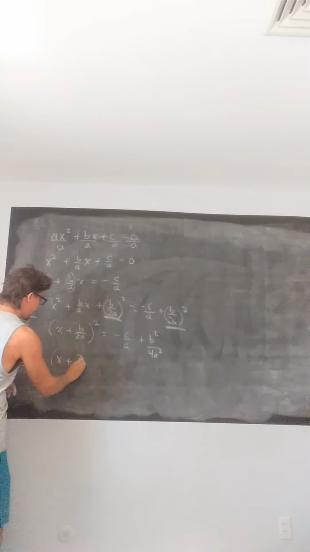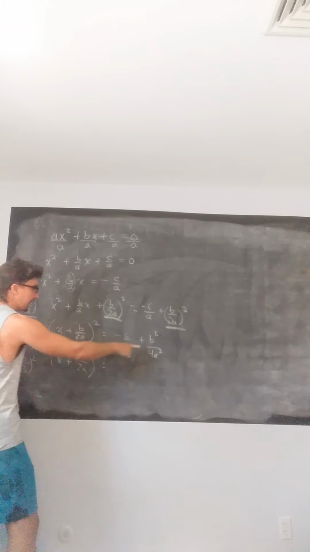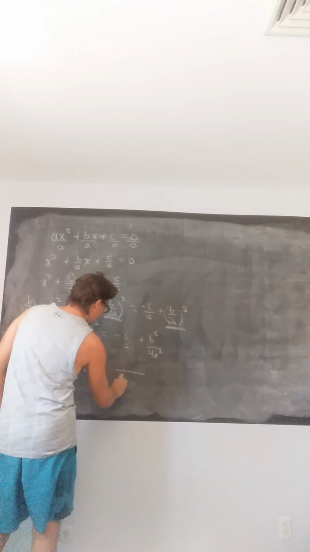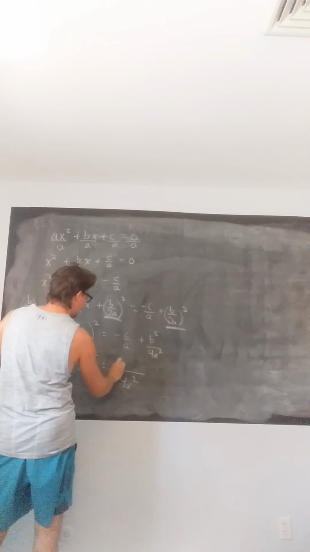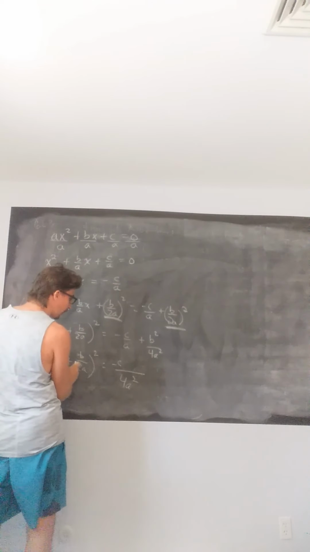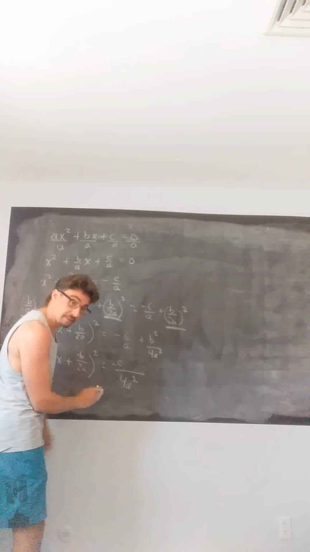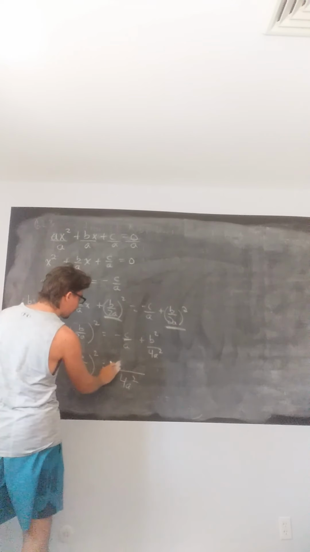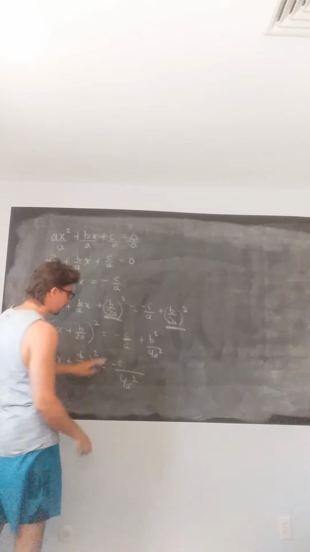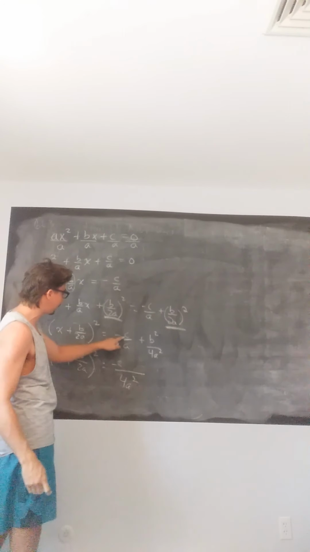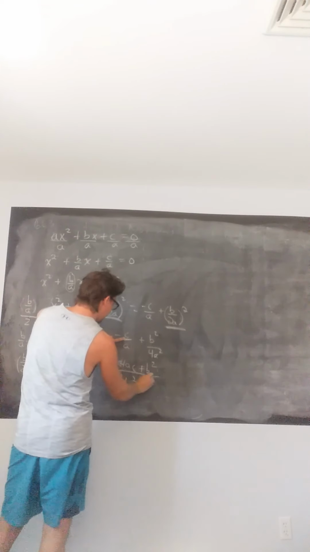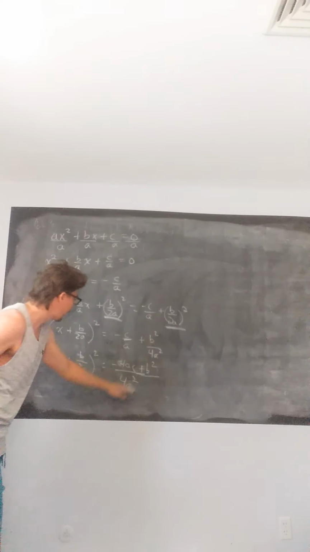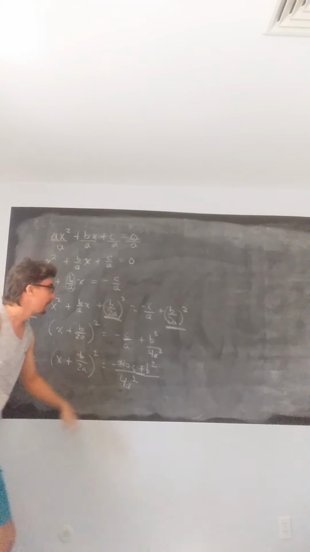I'm going to leave the left-hand side alone: x plus b over 2a quantity squared. And I'm just going to combine the right side as one fraction, and I'm going to call this negative c times 4a, because if we want to add these two fractions, we have to get the common denominator. So 4a squared is your denominator, which means this has to be negative 4ac plus b squared. So we added these two fractions together to give us this big fraction.